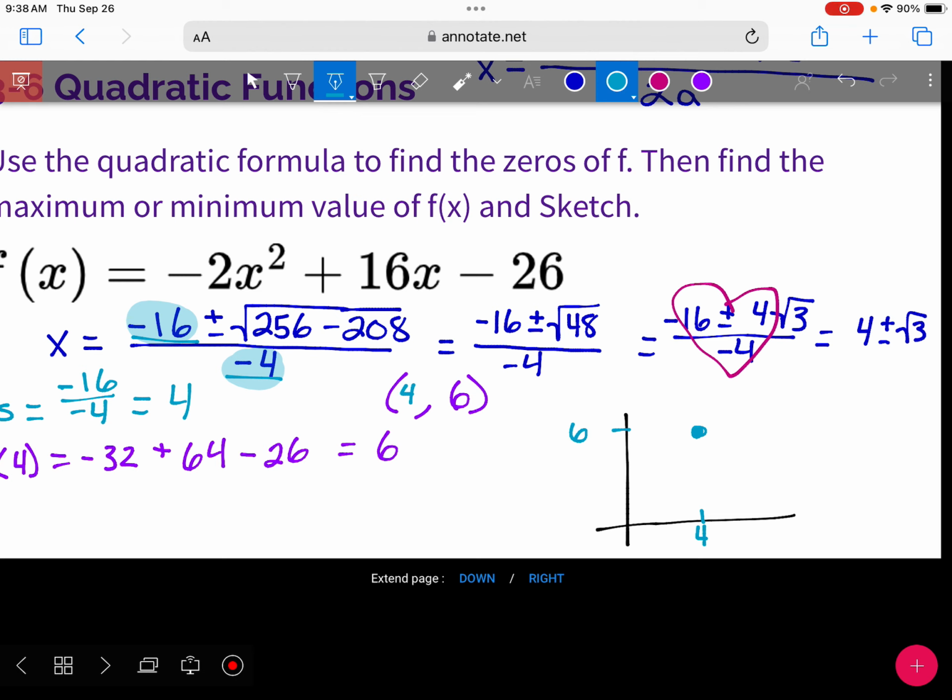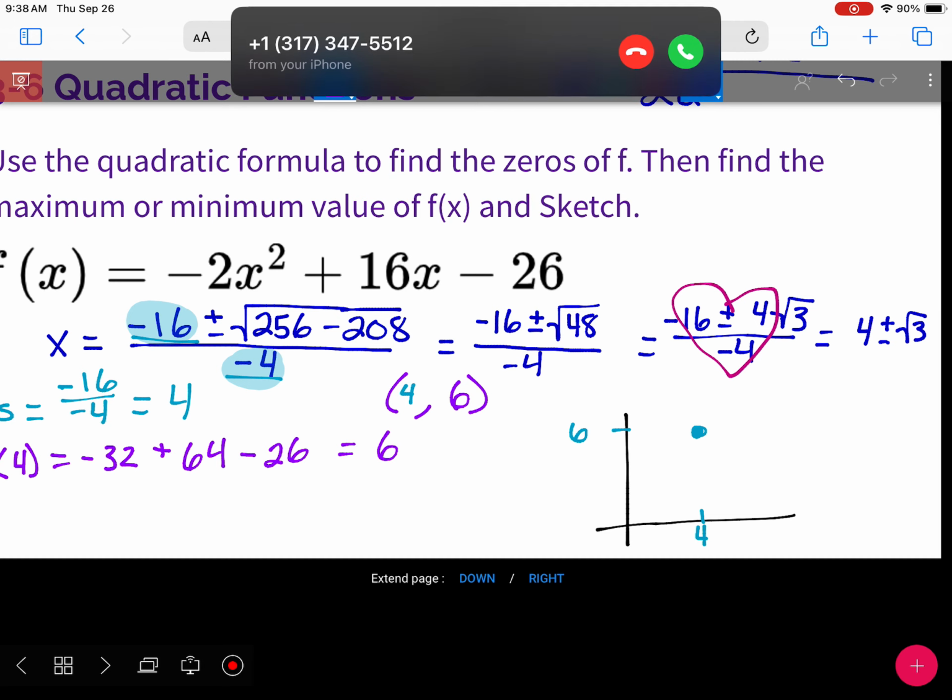Our roots are just barely off of 4. So square root of 3 is more than 1 but less than 2, because 3 is between 1 and 4, our 2 perfect squares. So do we have a maximum or a minimum on this one? Maximum. Take it to the max.